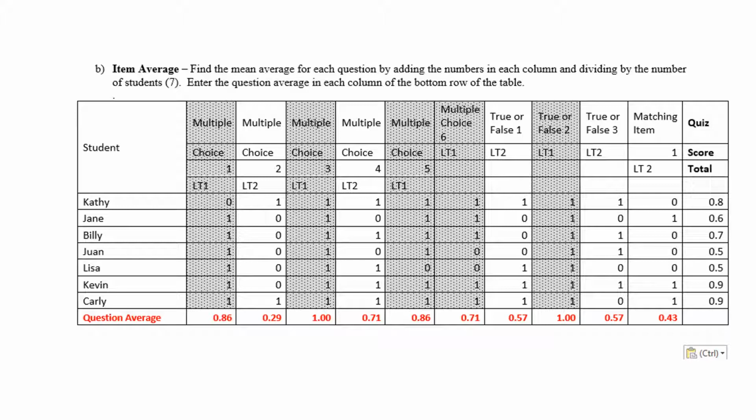Similarly, the overall class average on multiple choice 2, which is aligned with learning target 2, is 29%. So already you're beginning to see that they did much worse on the second question than on the first question. On multiple choice 3, everyone got it right. On multiple choice 4, 71%, so a little bit less there. And here's where you can start to really look and see how students did across the learning targets, which we'll talk about in a minute.